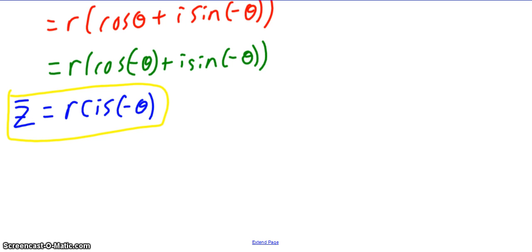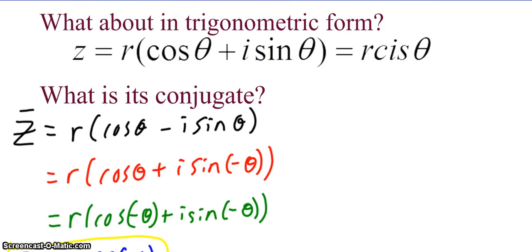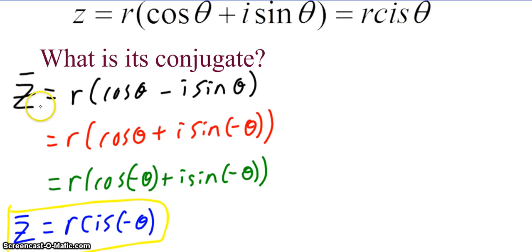Okay, so depending on your creativity, your remembrance of even and odd identities for trig, and your simplification, you may or may not have come up with that the complex conjugate of a complex number in trig form is r cis of negative theta. So how do we come up with that? Well, first we know that the conjugate is going to be the same number but with an opposite middle term. So instead of plus i sine theta, I make it minus i sine theta.